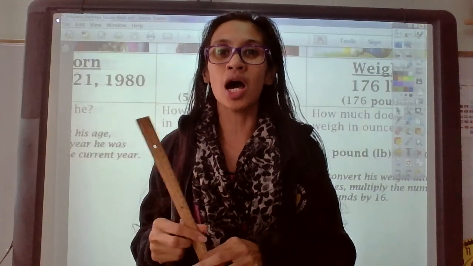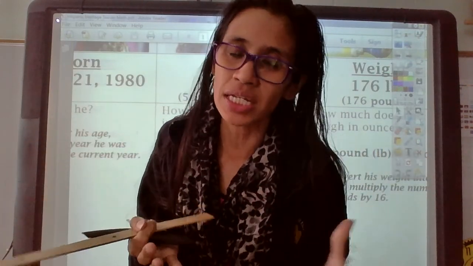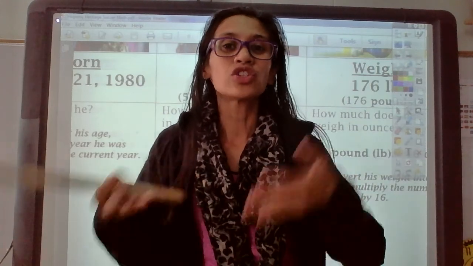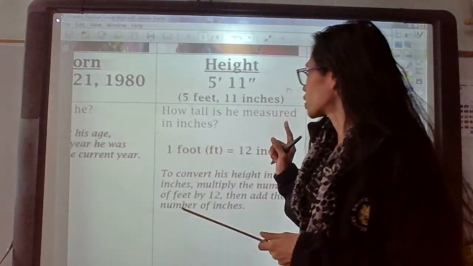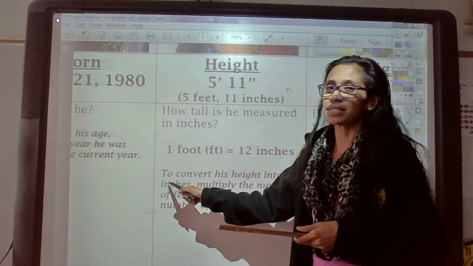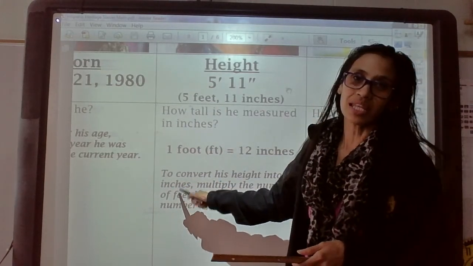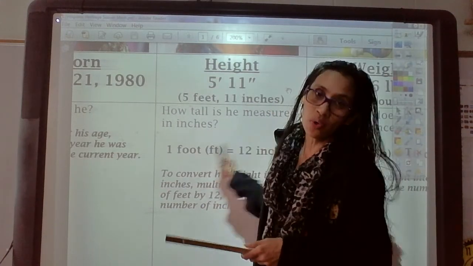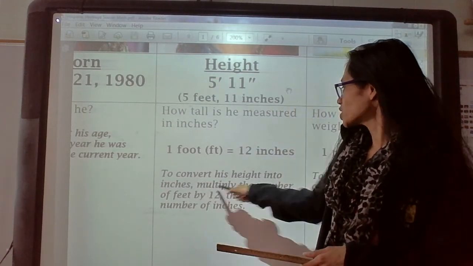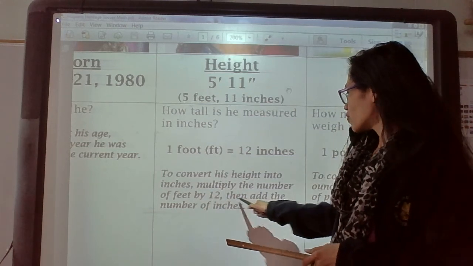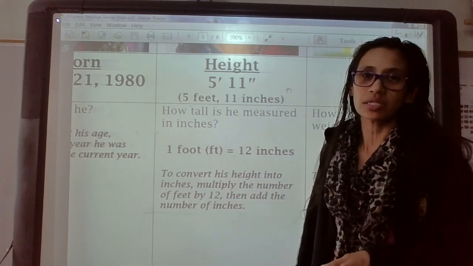So we need to do some conversions. We need to convert. That means to change from one thing to another. So let's look at our hint. The hint says to convert his height into inches. That means I want to convert that whole thing into inches. Multiply the number of feet by 12. Then add the number of inches.